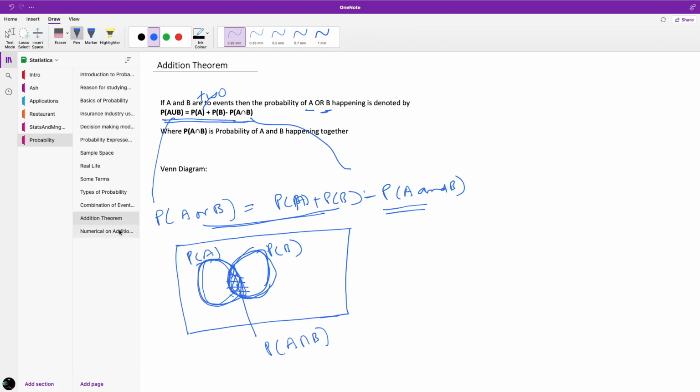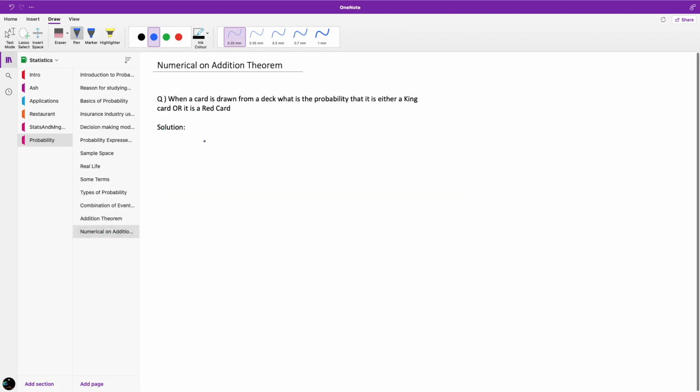Let us look at a numerical on addition theorem. Let us say we are drawing a card from a deck of cards, and the question is, what is the probability that it is either a king card or it is a red card? So we want a king card or a red card. What is the probability that this happens?